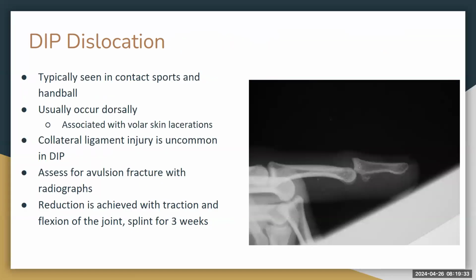All right, PIP dislocation. Again, contact sports, handball was a big one here too. Again, those ball sports, usually goes dorsally. You can get a volar skin laceration on these. And then collateral injury is typically uncommon in these. You want to make sure there's no avulsion fracture, and then reduction is achieved with traction, flexion of the joint. You want to splint these for 3 weeks.